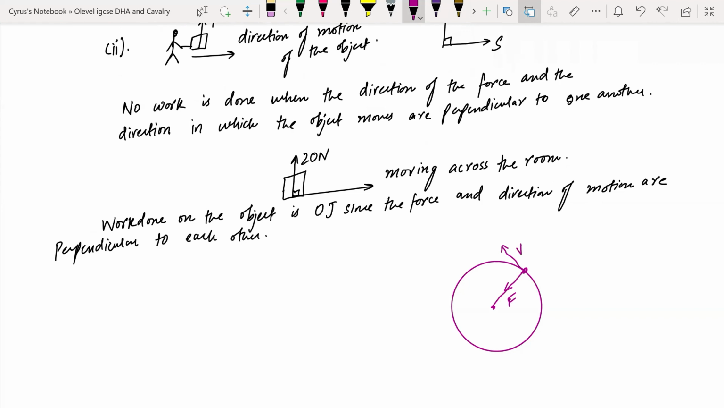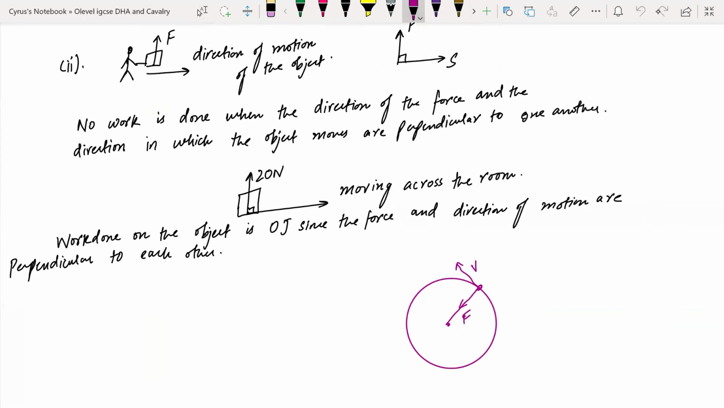The speed and force, this is the direction of the velocity here, right? So this is the resultant force towards the center of the circle, right? This is the direction of motion that we have. And you see that they are perpendicular to each other, right? So when this happens, again, the work done is zero. So in circular motion, the work done is zero. Remember that work done.